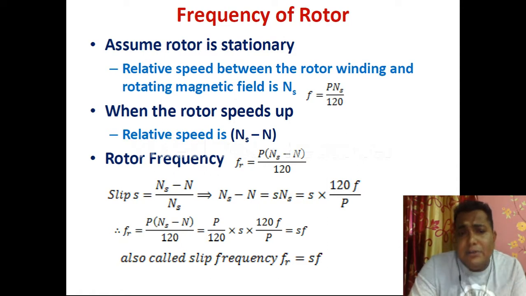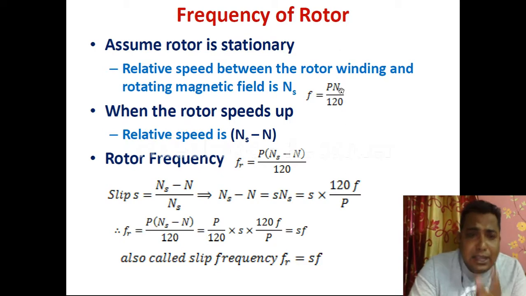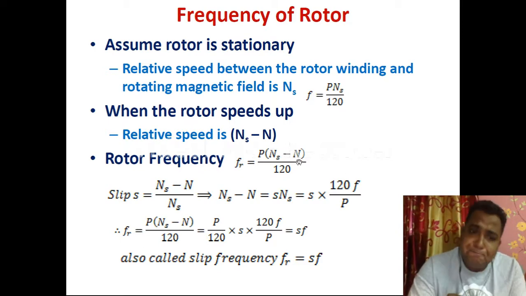So at that time, what is fr, the rotor frequency? What is the generated rotor frequency? The formula is the same as this, f is equal to p into ns by 120. But instead of ns, in case of the rotor, we write the relative speed. So the same formula: p, the number of poles, into ns minus n, the relative speed, synchronous speed minus rotor speed, by 120.